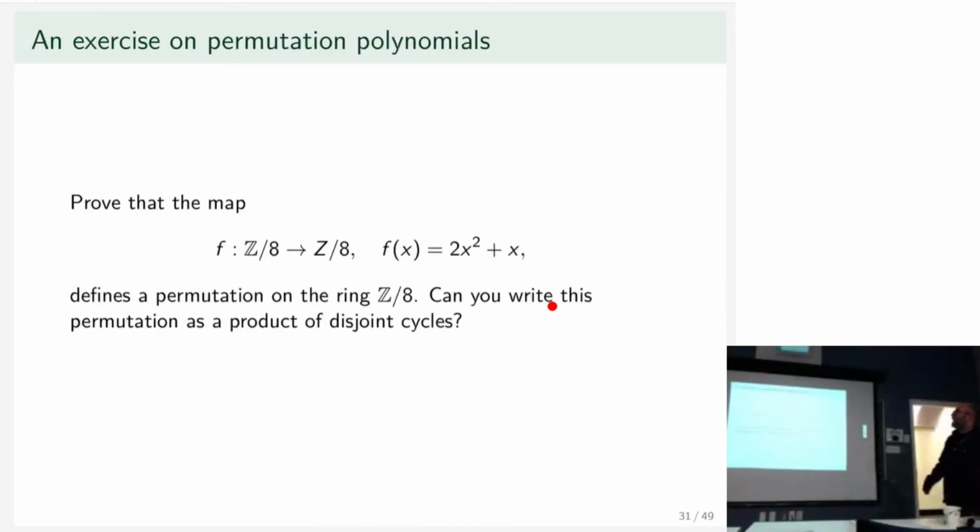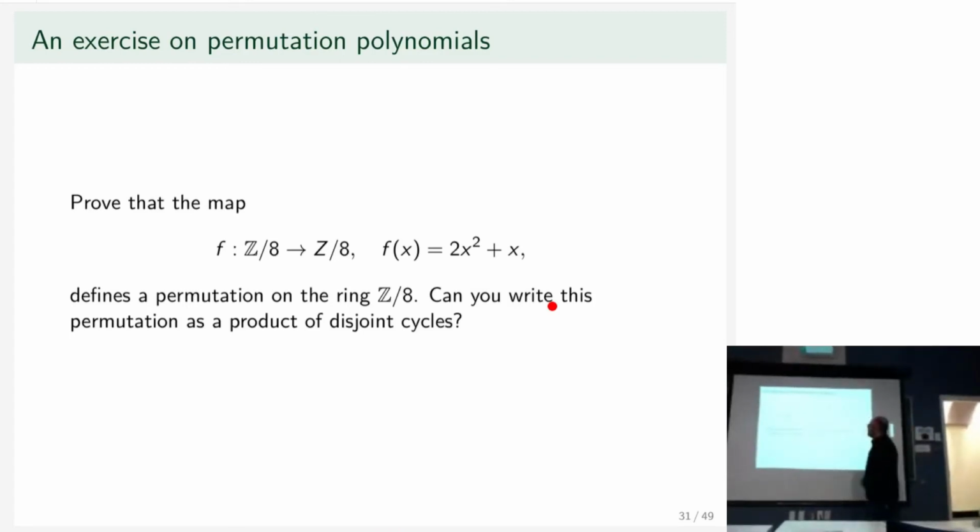An exercise, again, on permutation polynomials. I don't know if you know what a permutation polynomial is, but this is a very old thing. Oh, sorry, I found another typo here. This is the integers. A permutation polynomial is just a function from a ring to the same ring which is a permutation. Bijective. Okay? This is pretty famous.